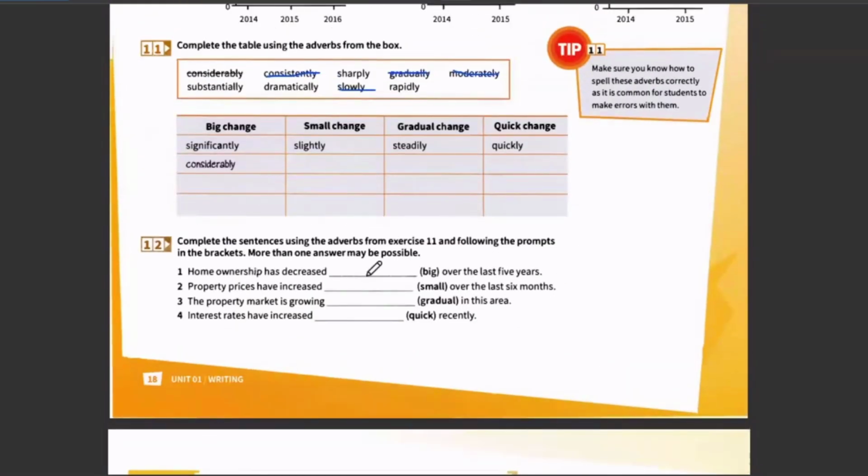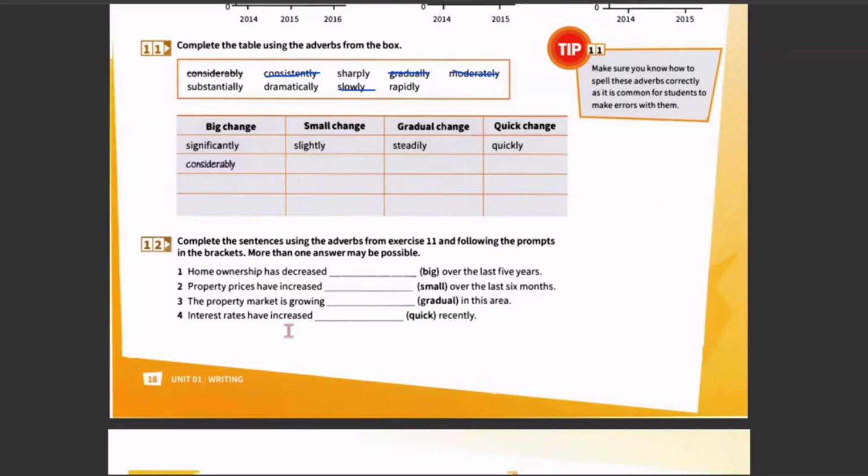Now, in the same way, we have to use these adverbs in the sentences and make sure we put them correctly where they match properly. So number one, home ownership has decreased dash over the last 5 years. Significantly. Very good.